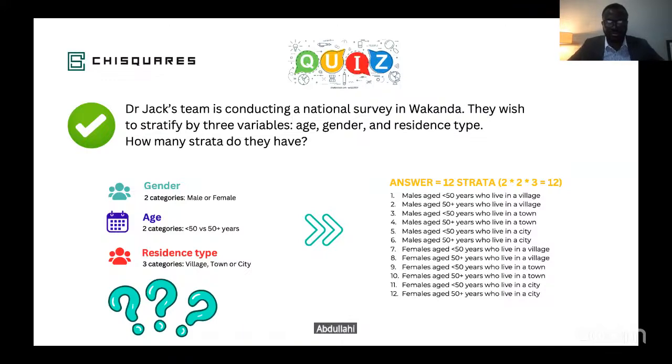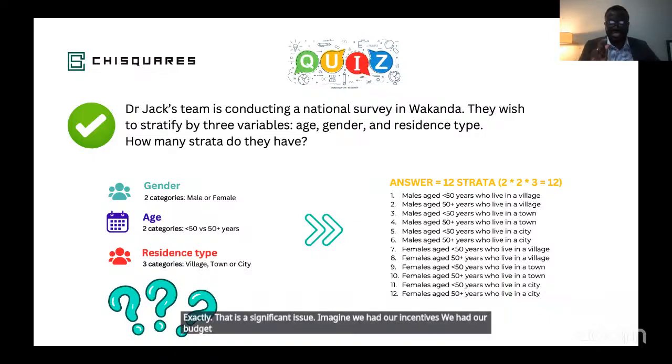Yes. Our sample size will now be the sample size multiplied by 12. Exactly. So that is a significant issue. Imagine we had our budget for incentives as $1,000. Well, the budget now is $12,000, right?